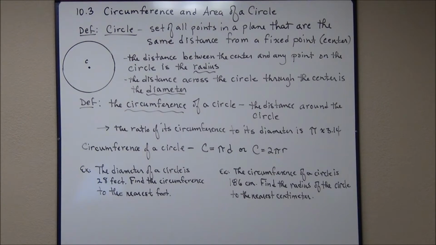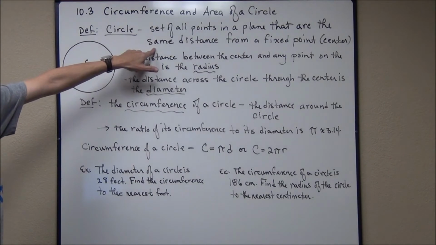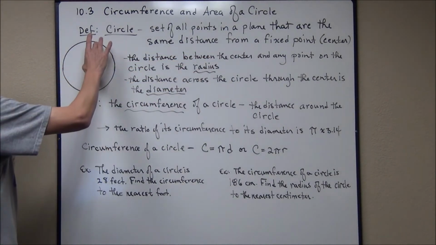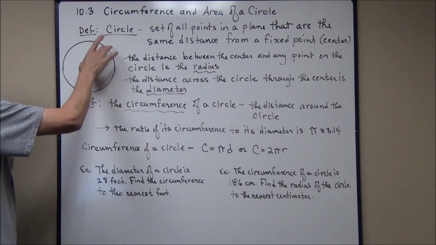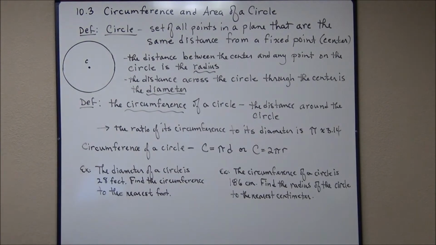So first things first, let's define a circle. A circle is a set of all points in a plane that are the same distance from a fixed point known as the center. There's my center, there's my distance all the way around every point that's that distance around. Now I didn't draw that freehand, although you can see I kind of drew it freehand here, but that's the idea of a circle. This is the center.